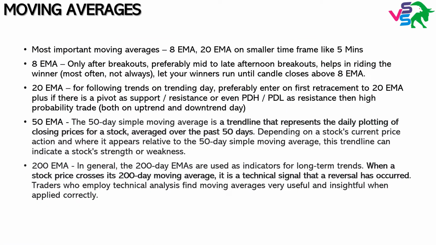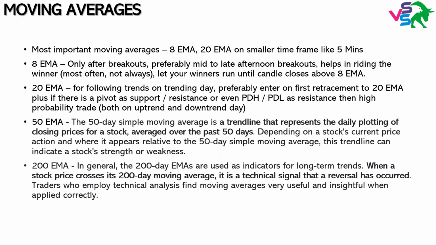Moving averages. The most important moving averages are 8 EMA and 20 EMA on a smaller time frame like 5 minutes. 8 EMA, only after breakouts, preferably mid to late afternoon breakouts, helps in riding the winner, most often, not always. Let your winners run until a candle closes above 8 EMA. 20 EMA is for following trends on a trending day. Preferably enter on the first retracement to 20 EMA plus.